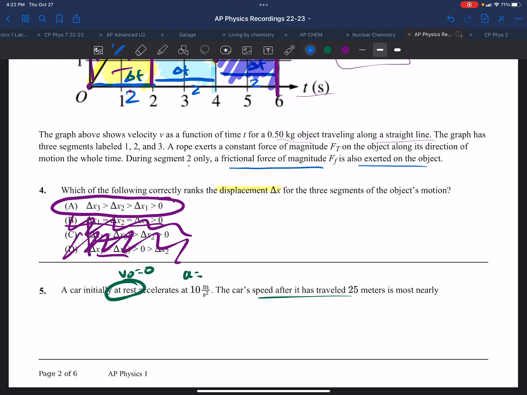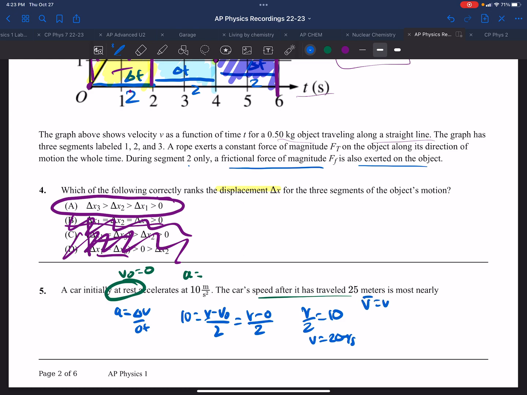We could start out with the definition of acceleration, which is delta v over delta t. The acceleration we know is 10. We know that v minus v0 over the time is going to be equal to 10. We don't know the final velocity, but we know the initial velocity is 0. So that means that if v over 2 is 10, then the final velocity is 20 meters per second.